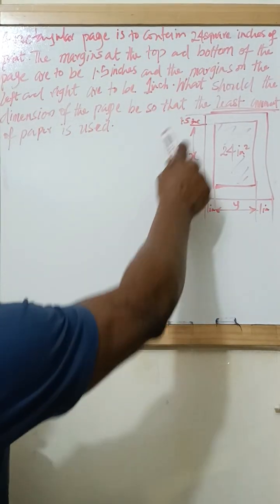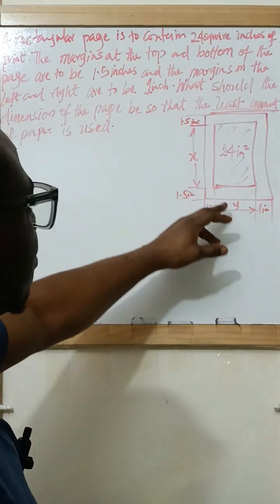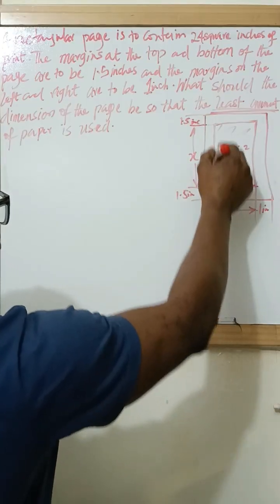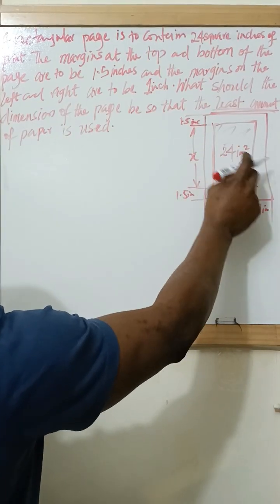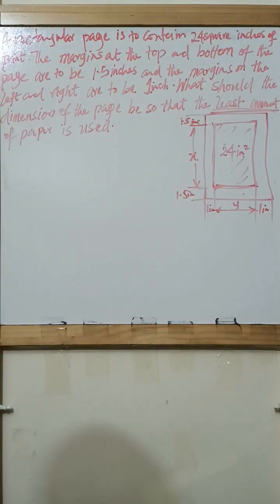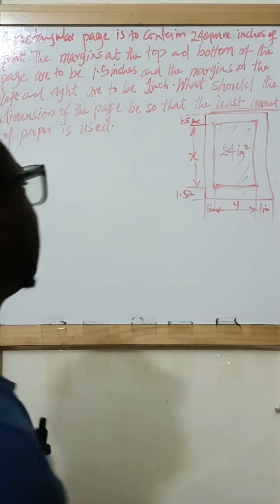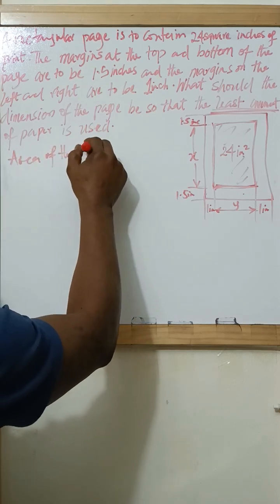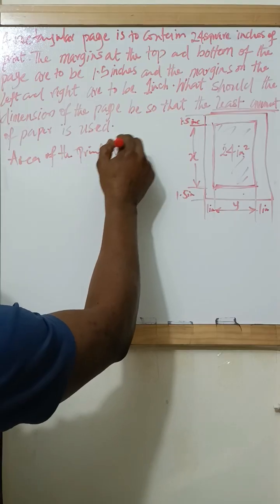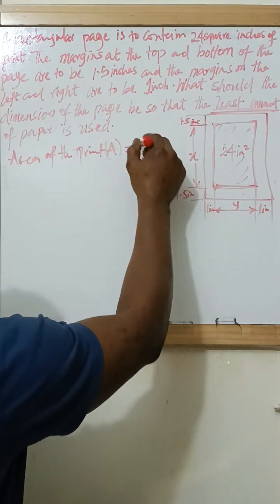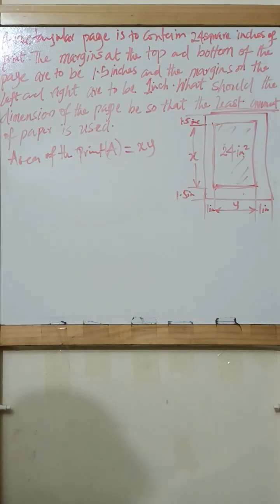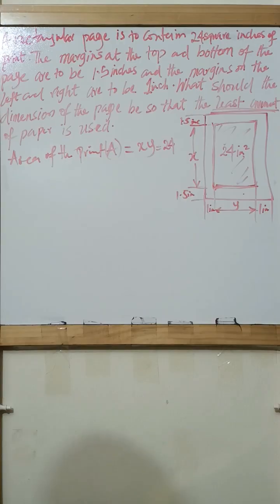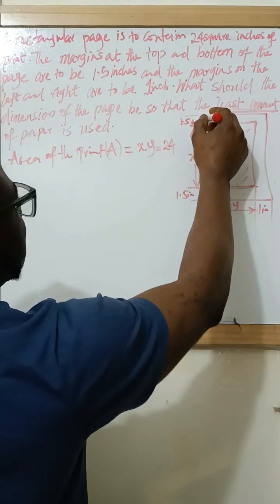Here, we see that the dimension from here to here is x times y. That is the area of the printing part. So let's call this A is equal to x times y, and of course it's given as 24. What about the entire area?